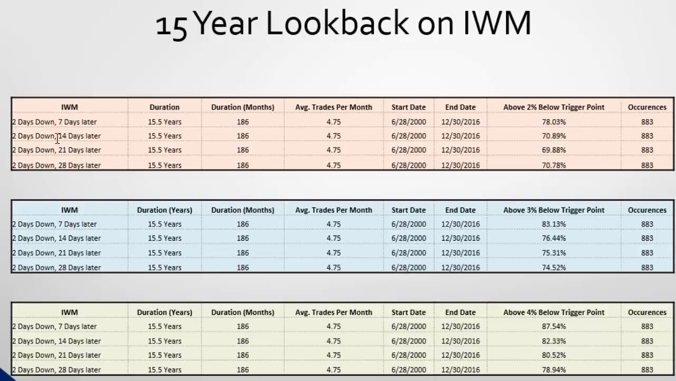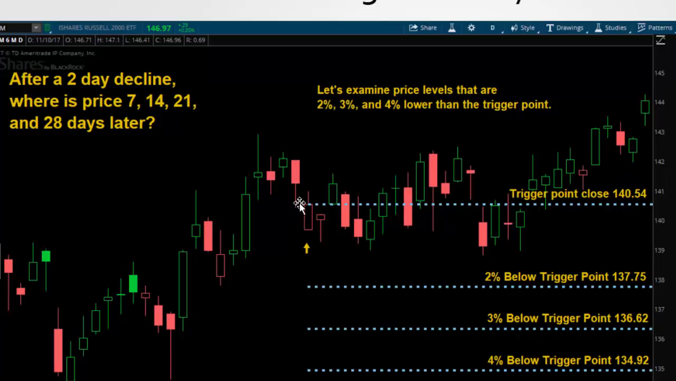So 14 days later, 2 weeks later, it's about a 71% chance. And you can see basically 2 weeks, 3 weeks, and 4 weeks later, there's still about a 70% chance that it ends up above those levels, above the 2% below the trigger point. Hopefully that makes sense. The next thing we're going to look at is the likelihood that it's above 3% below the trigger point, which means if it sells off, you could sell even farther out of the money, which should be higher probability.